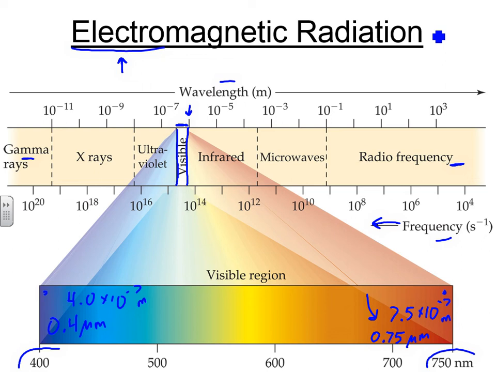Now, there are animals that can actually see into the UV region. This is ultraviolet. If you keep increasing the frequency, you'll get into ultraviolet. Usually birds and bees can actually see into this region. Now, we're not going to talk about the birds and the bees in this lesson. Don't worry. We'll do that in class.